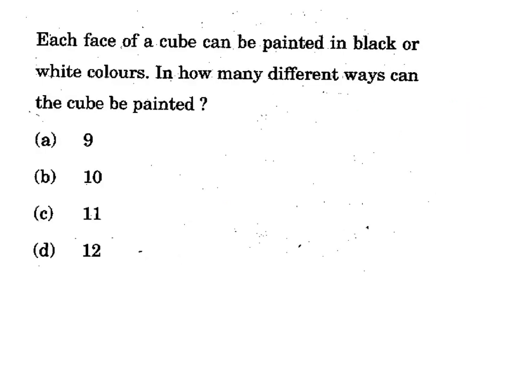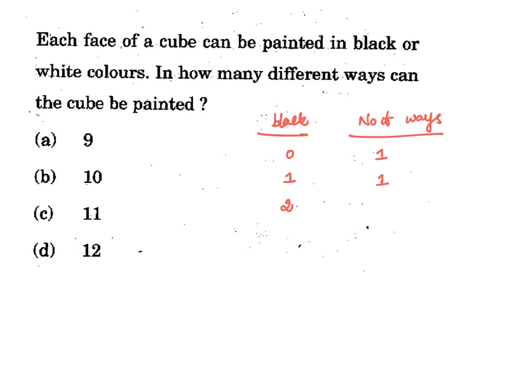Each face of a cube can be painted in black or white colors. In how many different ways can a cube be painted? First go with black, or else go with white. So I am going with black color. Assume that there is no black color. Now the number of ways: there is no face which is black. So 0 black faces can be done in only one way, which means all the others are white. Now 1 black face can also be done in only one way. It can be any face.